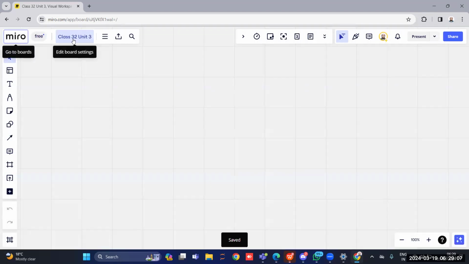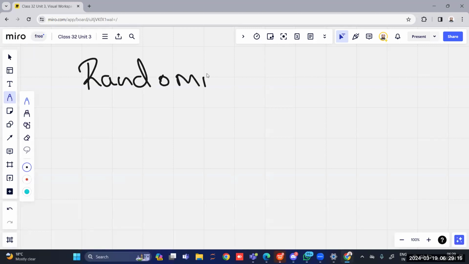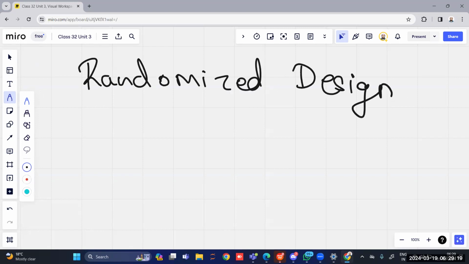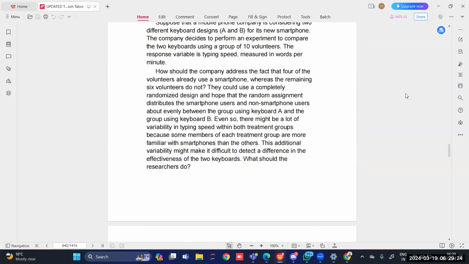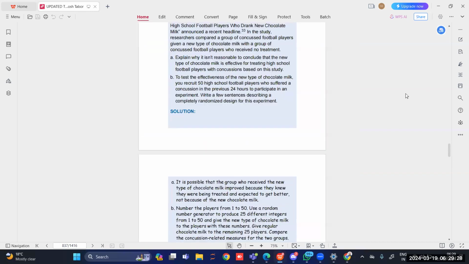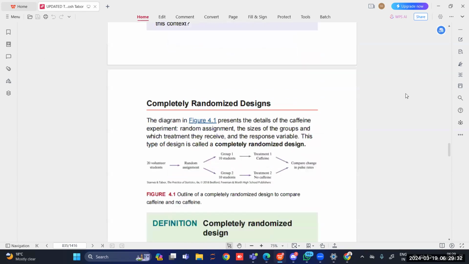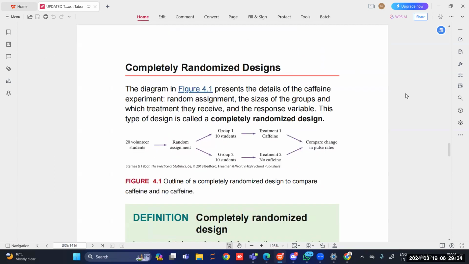Okay. So I think we have started randomized design in the previous class that we have taken. Okay. So now we'll discuss, first of all, the completely randomized design. So what is a completely randomized design?